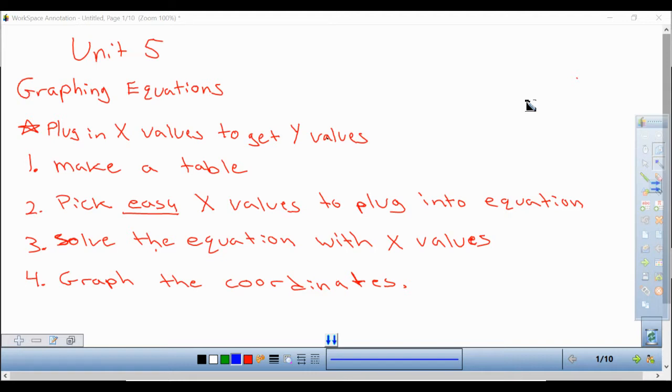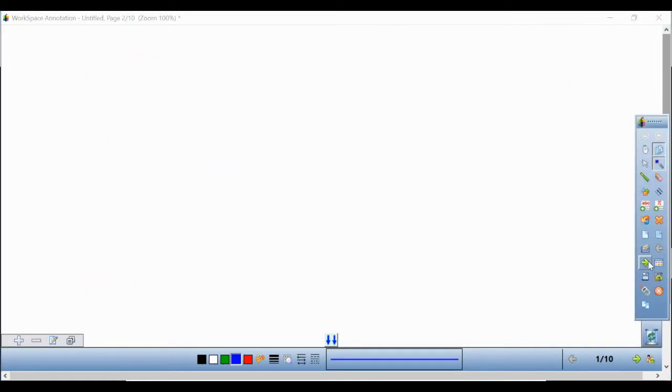So when graphing equations, we are going to plug in x values to get y values. That's the main concept. Plug in x to get your y. In order to do that, we're going to make a table, and it's going to be an xy table, and you'll see what that looks like on the next screen. And we're going to pick easy x values to plug into the equation. Usually these easy values are small numbers, negative 1, 0, 1, negative 2, 0, 2, things like that, easy numbers. Then we're going to solve the equations with those x values that we picked and graph the coordinates. And this will all make sense here very soon.